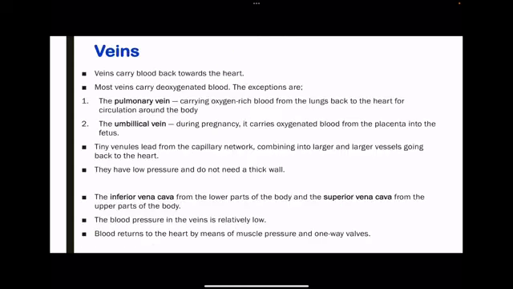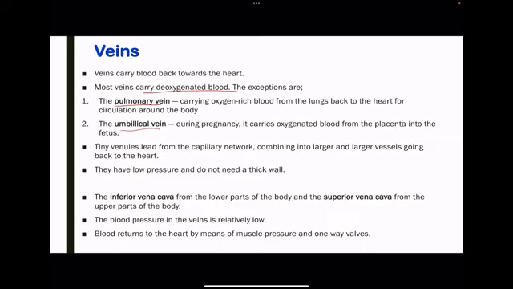Moving on to veins, this is the third set of blood vessels and the final one. Veins carry blood back towards the heart, and most veins, of course, carry the oxygenated blood, except two. The pulmonary vein carries blood that has been oxygenated from the lungs back to the heart so that it can be circulated to the rest of the body. And then the umbilical vein, during pregnancy, carries oxygenated blood from the placenta to the fetus in order for oxygen to be delivered.